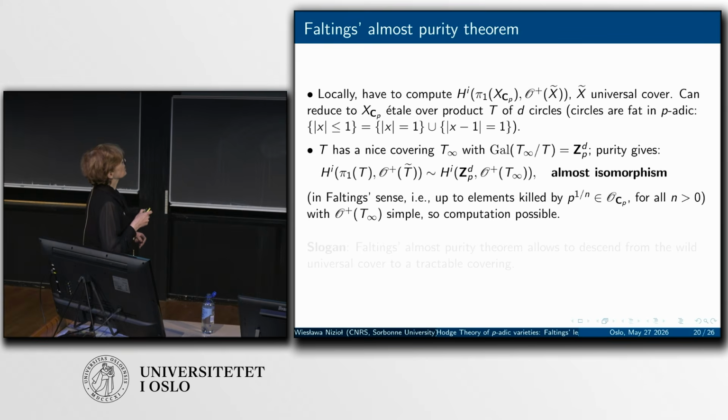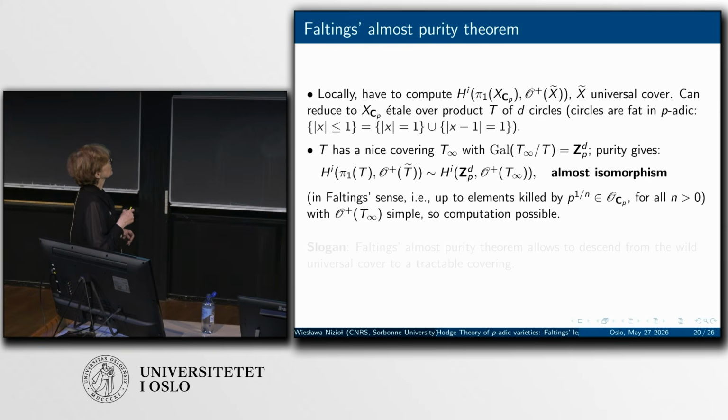Now I assume my variety is smooth, so I can actually replace it with a product of circles. I try to work analytically. If we look at T, the product of circles, I have a very simple cover of it with the transformation group Z_p^d. It is obtained by attaching p-power roots of the coordinate units. And now Faltings' purity theorem tells you that this very complicated cohomology of this very complicated group with values in this very complicated coordinate ring is actually the same as the cohomology of this very simple group for this simple covering with a much simpler coordinate ring of this covering.